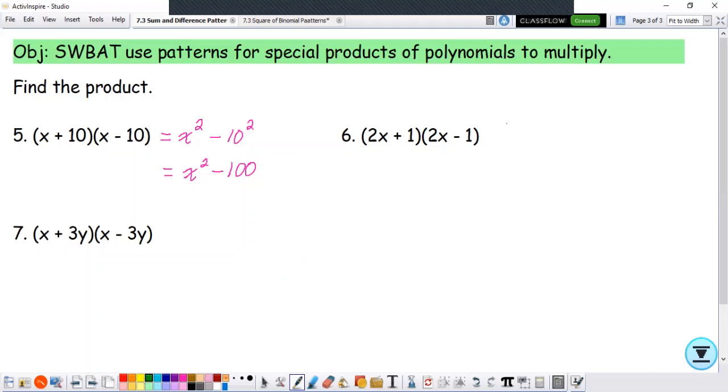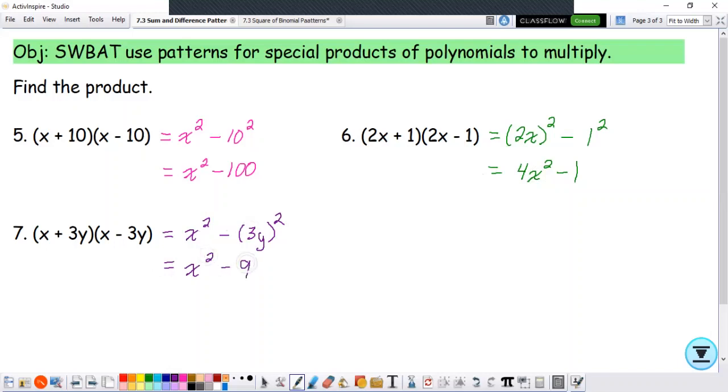For number 6, we have 2x is the first term, so make sure you square 2x, and then minus 1 squared. So 2x times 2x is 4x squared minus 1. And for our last example, square the x minus, the last term is 3y, so we square 3y. And we have x squared minus 3y times 3y becomes 9y squared.